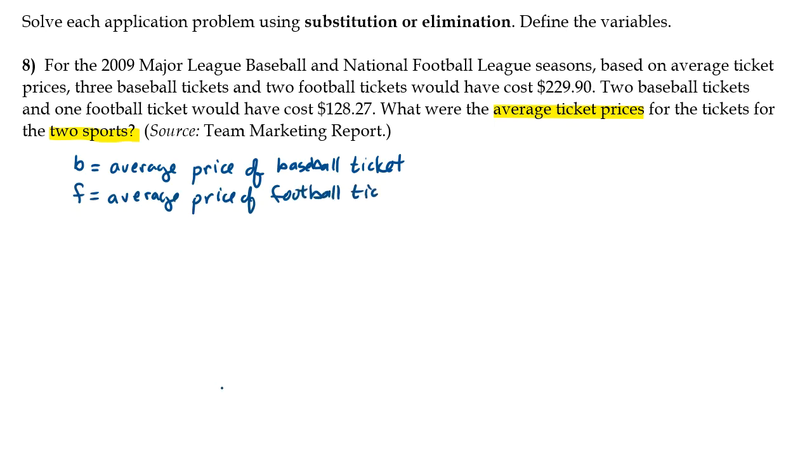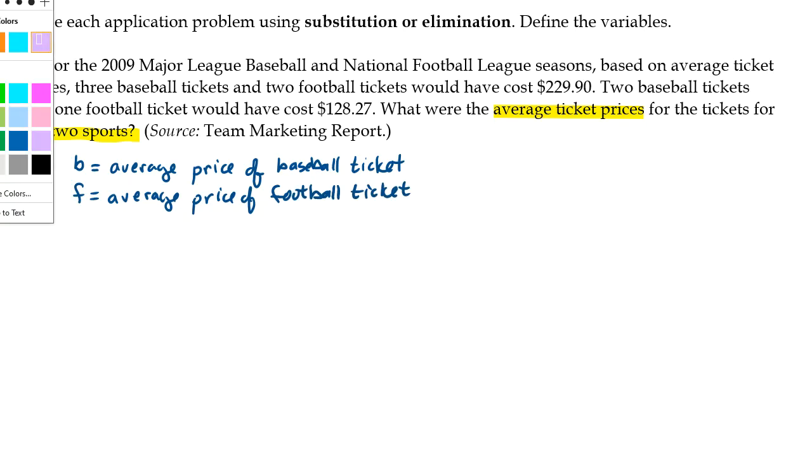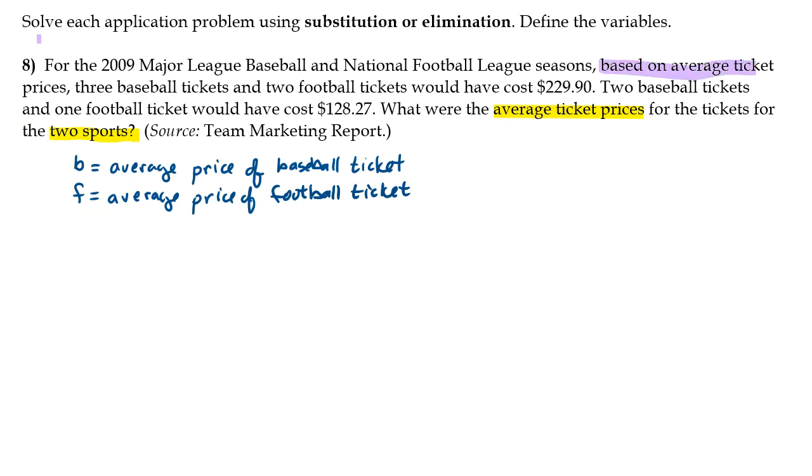All right, let's go back and see what the problem tells us. First thing I see is, based on average ticket prices, 3 baseball tickets and 2 football tickets would cost $229.90. All right, there's an equation right there. Can you write that equation? Maybe pause the video and see if you can write that equation. All right, so you should have 3 baseball tickets plus 2 football tickets cost $229.90.